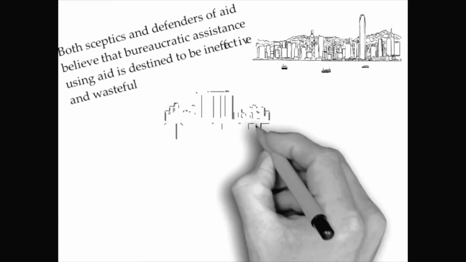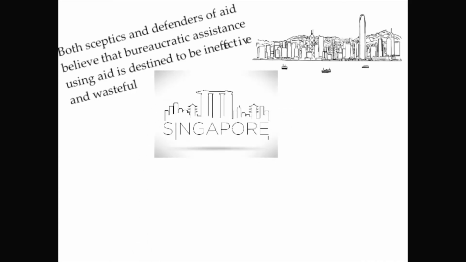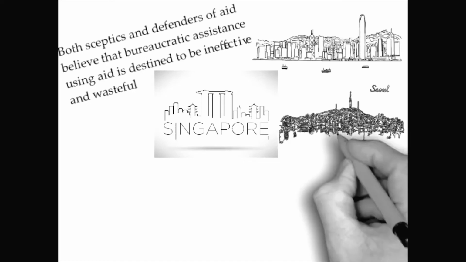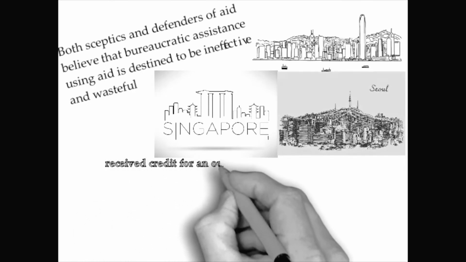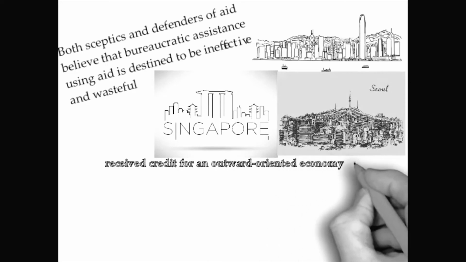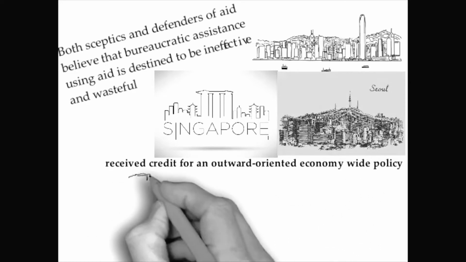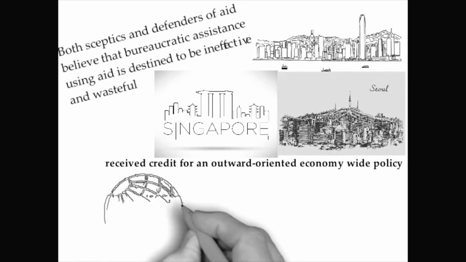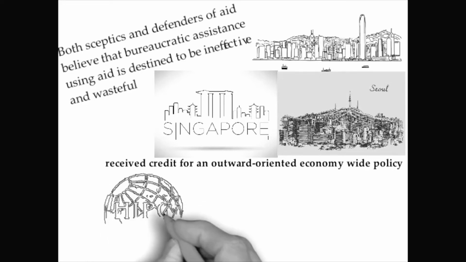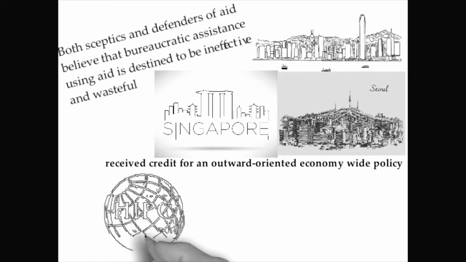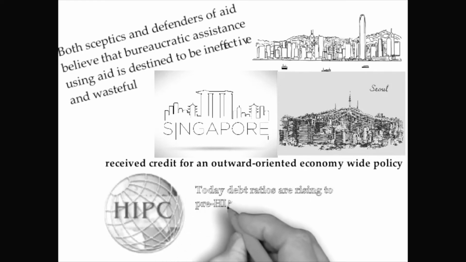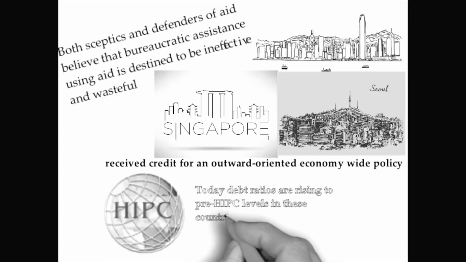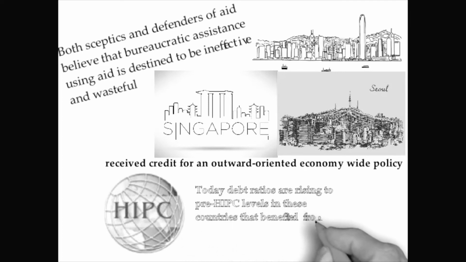Also, as a result of the success of Hong Kong, Singapore, South Korea, and Taiwan, who received credit for an outward-oriented economy-wide policy, structural adjustment loans were initiated in Africa and other regions. They were intended to be emergency loans, and their repetition was not envisaged in their design. Despite these interventions, these debts had to be written off through the HIPC initiative as debt levels reached unsustainable levels. Today, debt ratios are rising to pre-HIPC levels in these countries that benefited from debt forgiveness, mainly due to their aggressive entry into the capital markets or commercial markets.